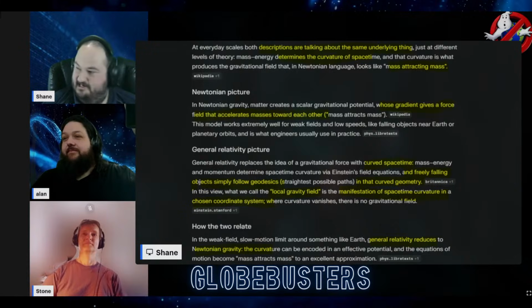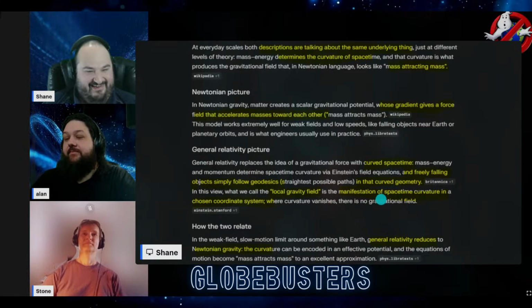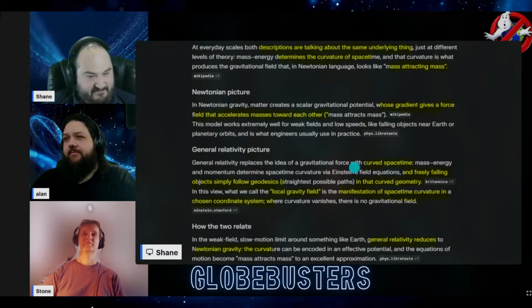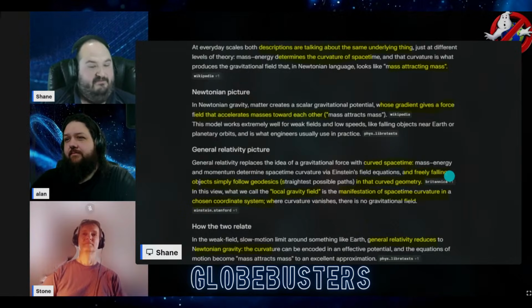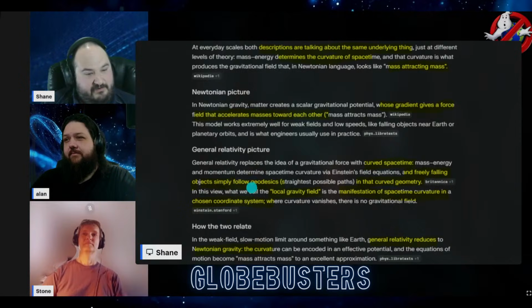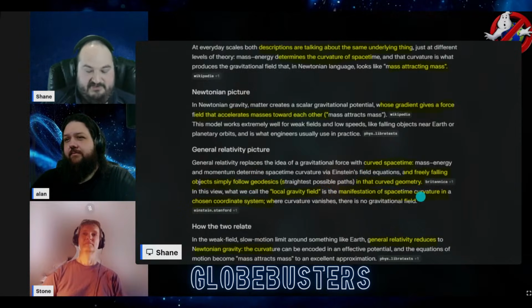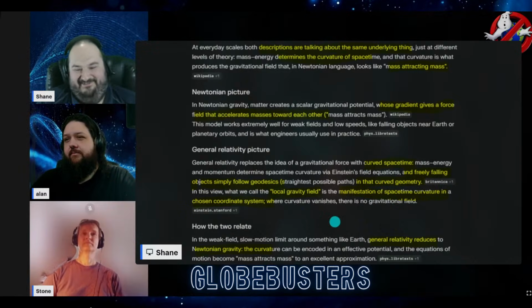Expertly put. Absolutely. It says it replaces the idea of a gravitational force with curved space-time because of mass-energy equivalence, etc. Everything is thus free falling around simple geodesics, and that's curved geometry, which of course you can't measure with interferometry, as a separate aside. And then that is the local gravity field, which is the manifestation of space-time curvature in a coordinate system.